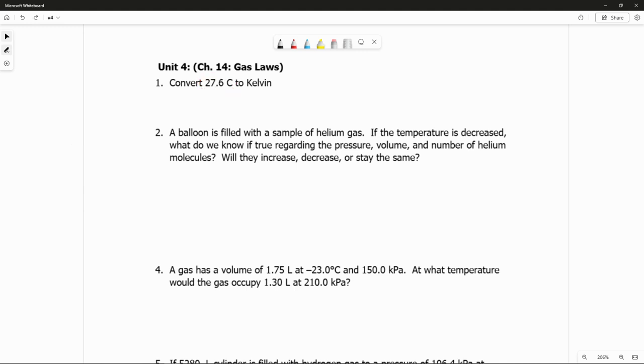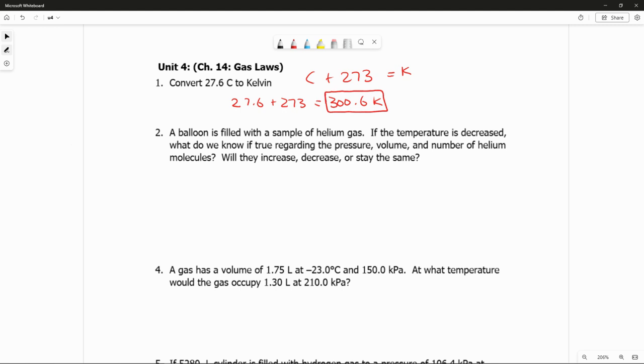Our equation is this: C plus 273 is Kelvin. This is not given on your study guide. You have to memorize this. C plus 273 equals Kelvin. So C here is 27.6 plus 273 will give you Kelvin. When you type this in your calculator, you will get 300.6 Kelvin as your final answer.